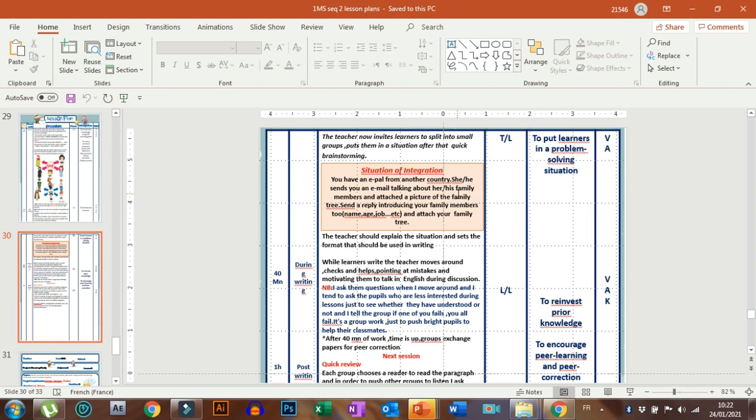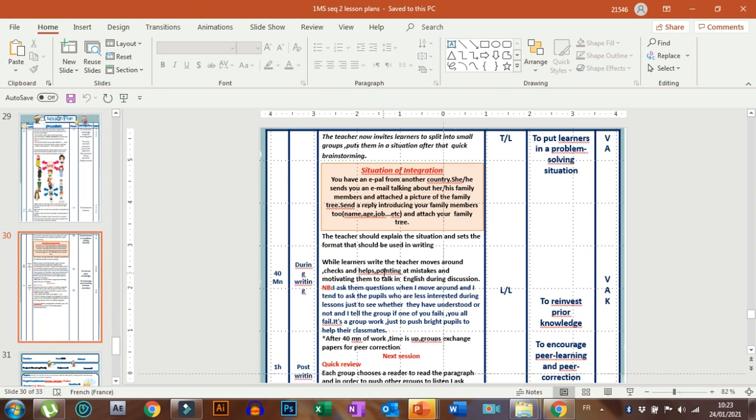So as we said before, we have talked about jobs, about ages, about names. So now we're going just to focus on the form, because learners have got the necessary language to write the email. Now we focus on the form of an email, because it's very important to stick to the form that we ask learners to do.